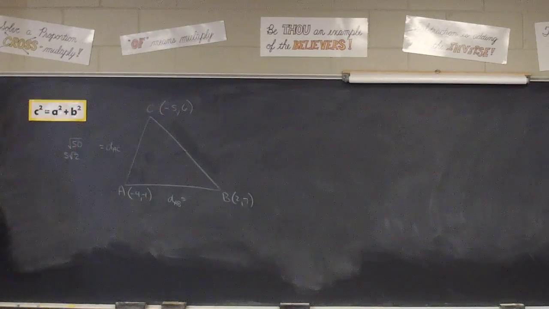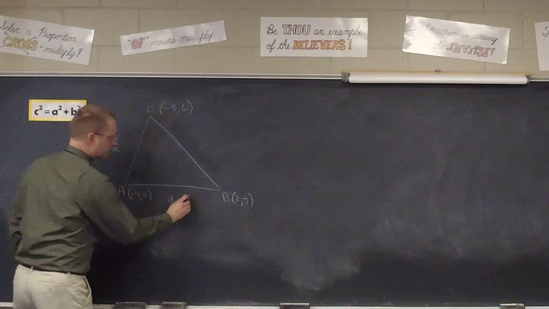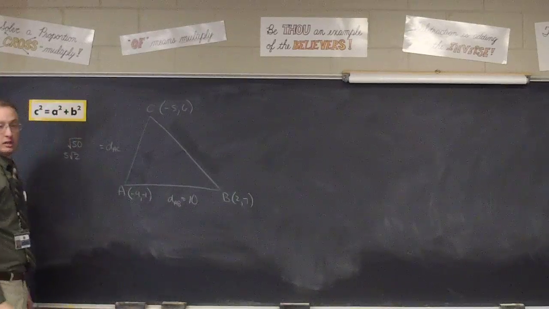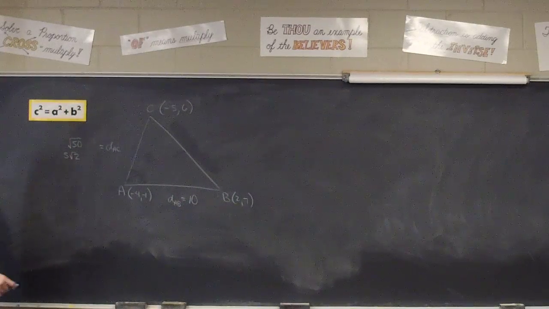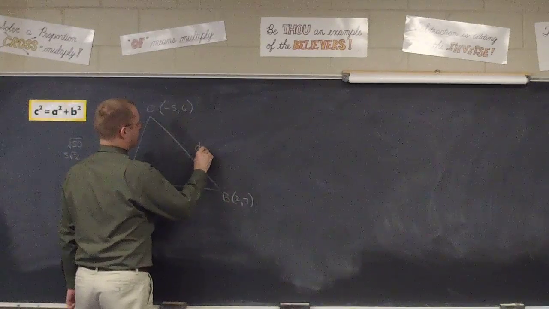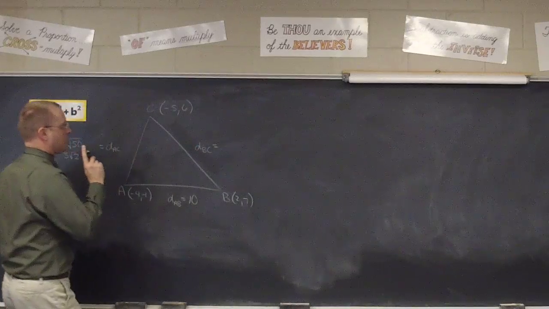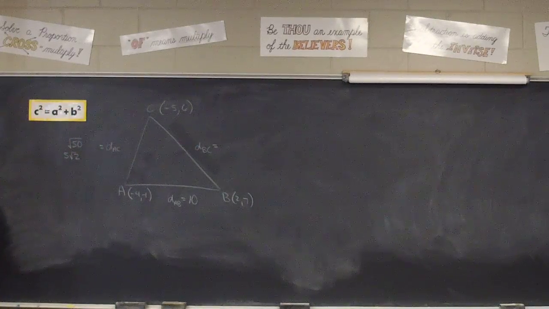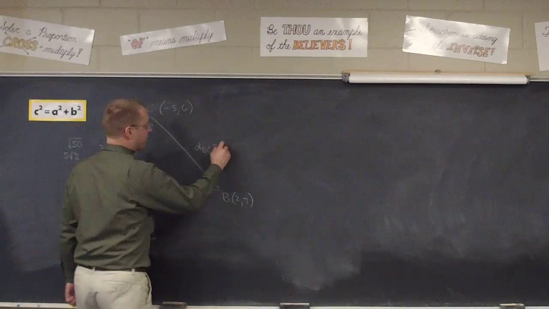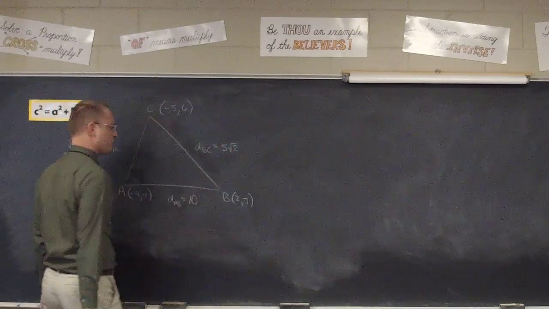All right, so find the length of AB and call it out when you've got it. 10. Did you get that? All right. And now let's find the length of BC and call it out when you got it. This is going to be another 5 times the square root of 2.